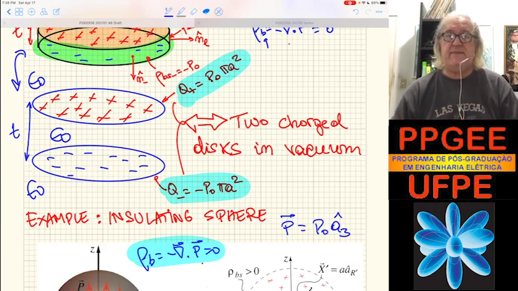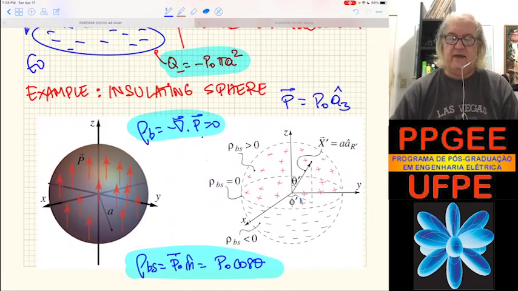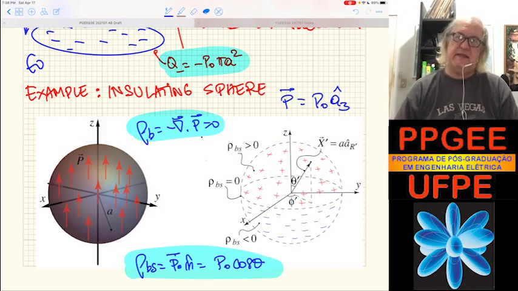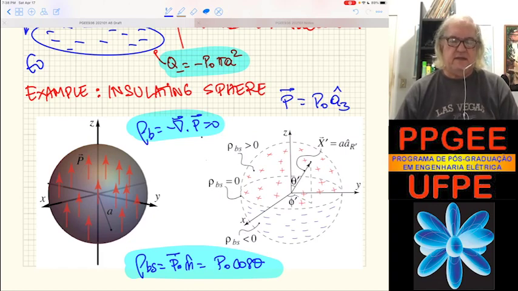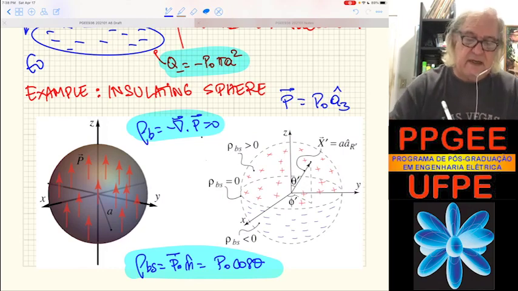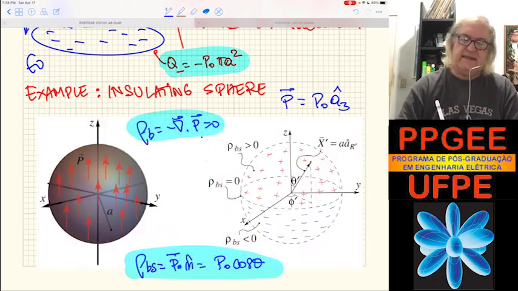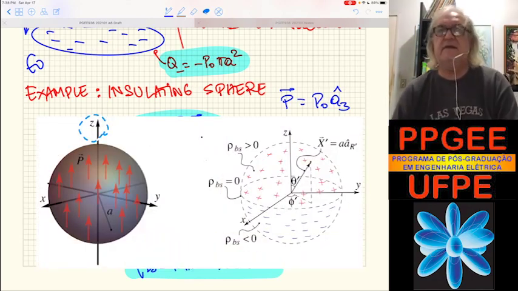Let's make another example. We are going to calculate this exactly in any point in space, but right now we are going to use the equivalent charges, polarization charges, to calculate the problem of a sphere which is permanently polarized again, right? With a constant polarization vector. Let's align P along the z direction.